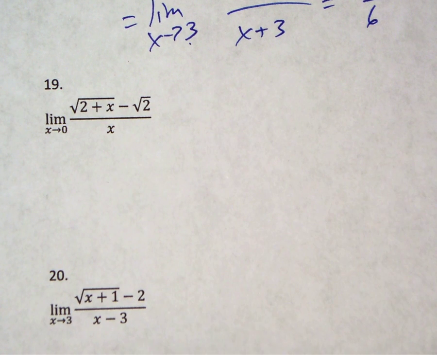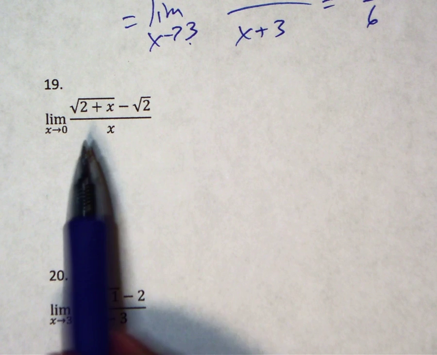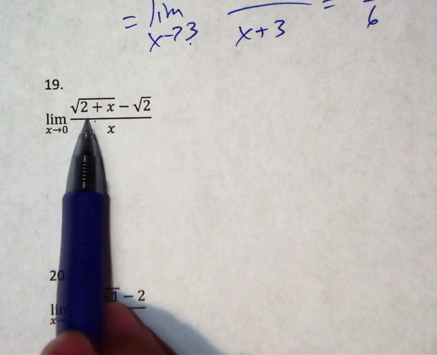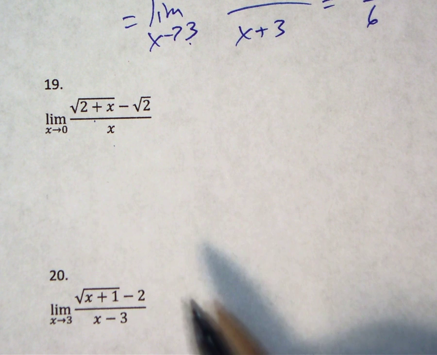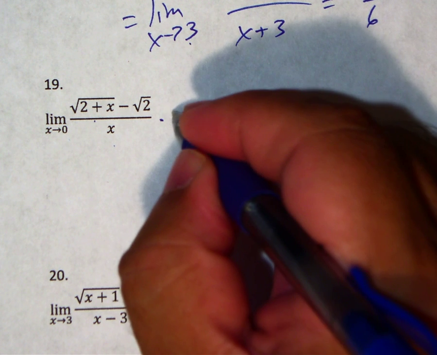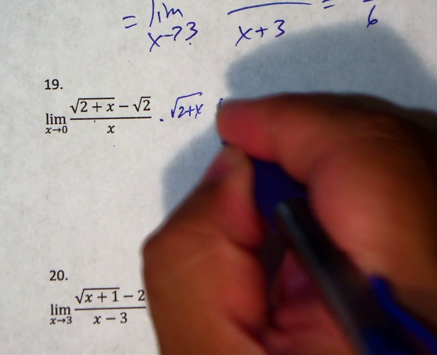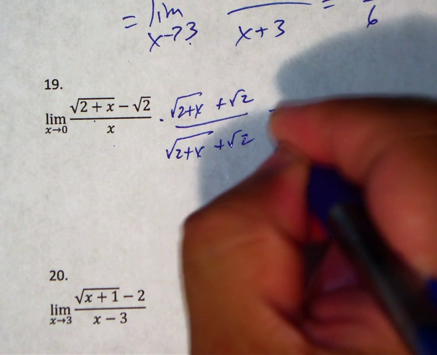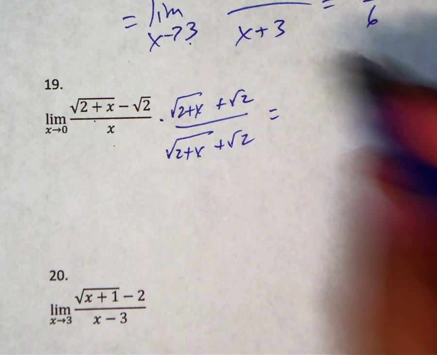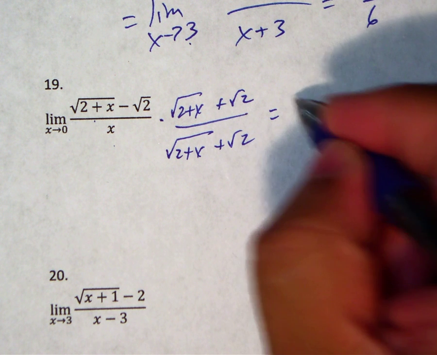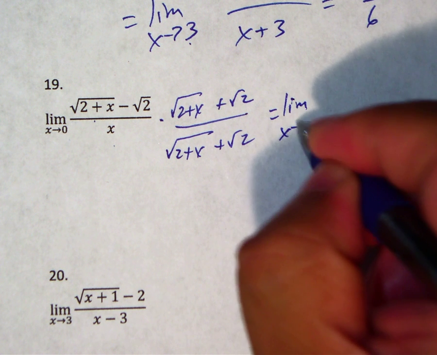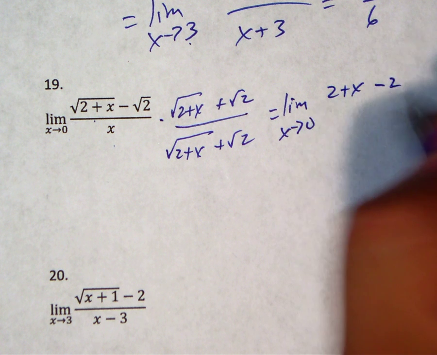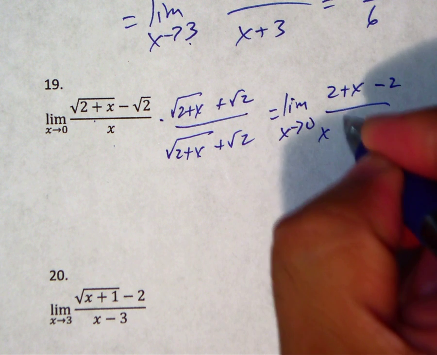19, almost done. Radicals again. Let's see if I get 0. 0 plus 2 is, or 2 plus 0 is 2. Square root of 2 minus square root of 2 is 0. 0 in the denominator. 0 over 0. Multiply by the conjugate. What do I get? I'm going to run out of space already. What is that? 2 plus x minus 2 over a mess.